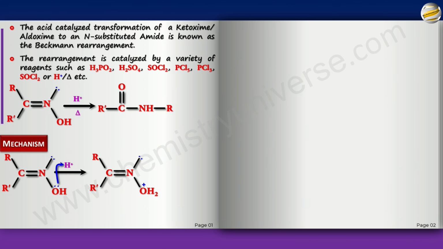So now what happens is water leaves, but as water leaves, N would tend to become plus, but before it becomes plus, the R that is opposite to the OH migrates to N, so that the plus comes on the carbon rather than on the nitrogen. You end up getting this. So this itself should tell you that the group that is opposite to the OH is migrating.